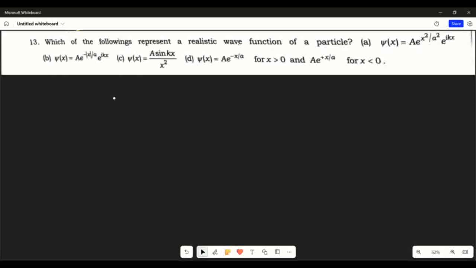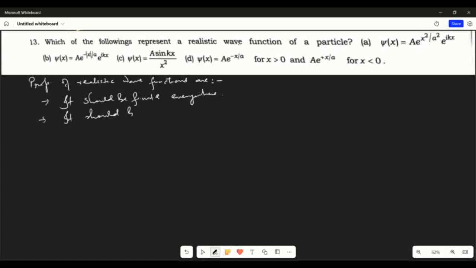So the conditions, the properties of realistic wave functions are: it should be finite everywhere, it should be continuous everywhere, and it should be square integrable.